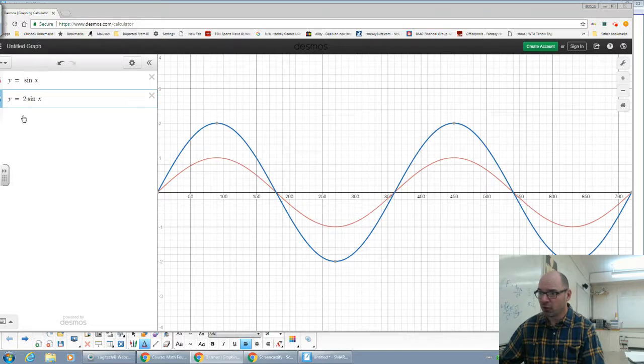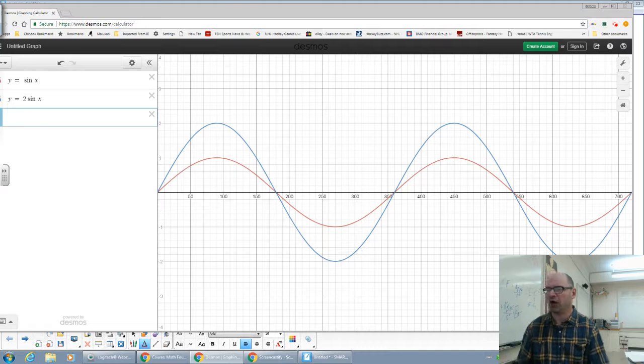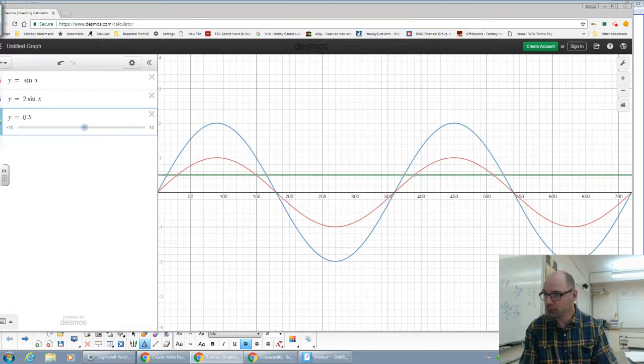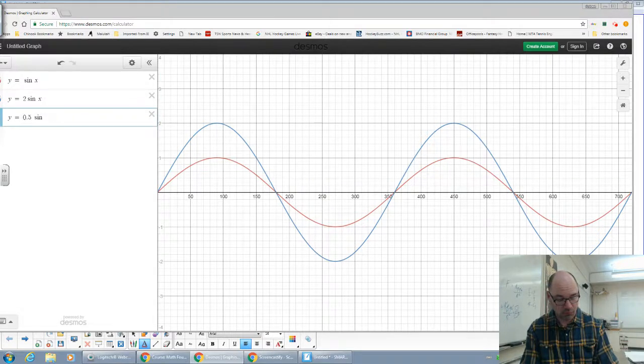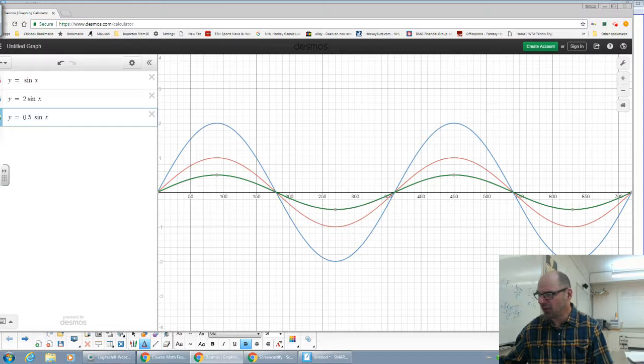Okay, so what if we put y equals, we can predict here, y equals 0.5 sine x? Okay, and there we have a smaller one. The maximum only goes up to the half mark here, and the minimum only goes down to the negative half mark. So it has changed. A affects the height of the graph, or the amplitude of the graph if you use the words that we used last day. Okay, so that is pretty straightforward.